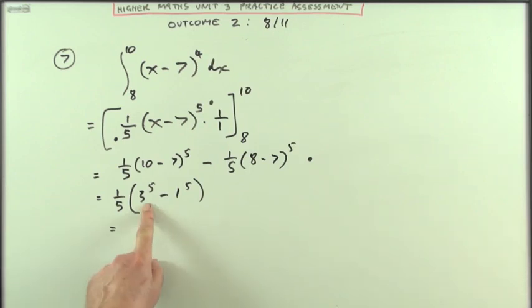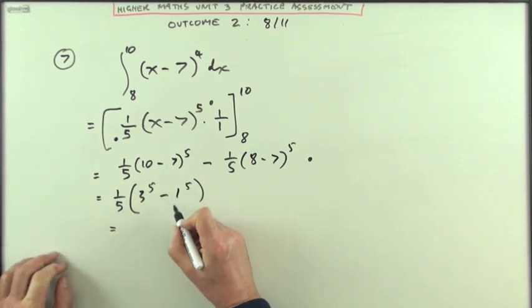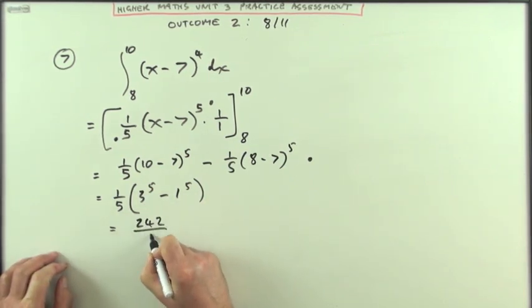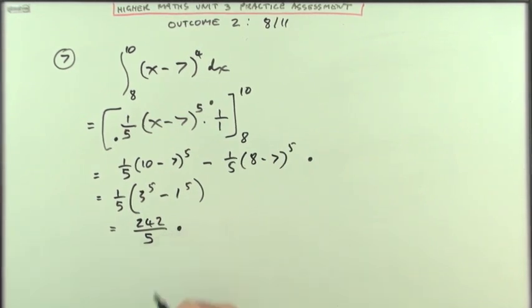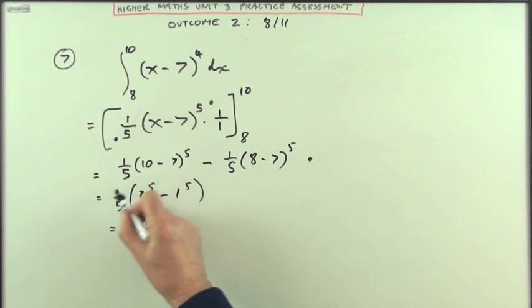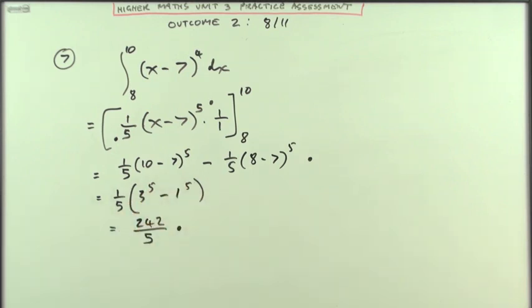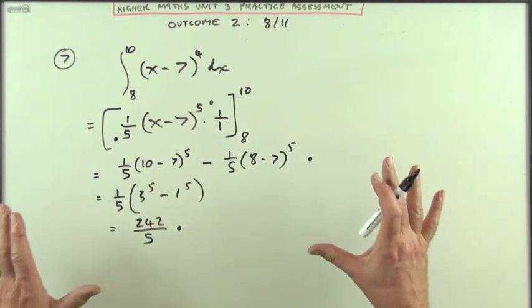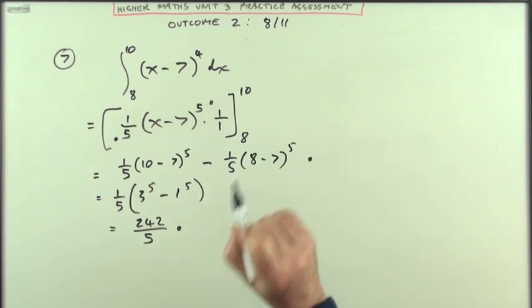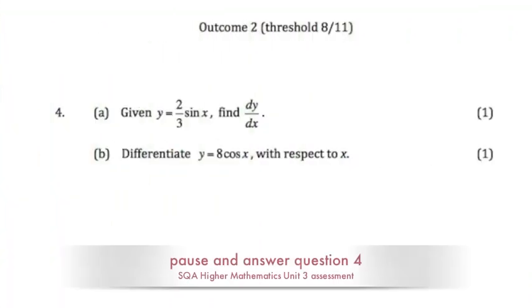Or you could say, well, 3 to the 5, 3 to the 4 is 81, 3 81s, 243, take away 1, 242. So 242 over 5 for the final mark, and the final mark is for the final answer, not for any calculations you may or may not have done in between. So the next stage is, try the questions.